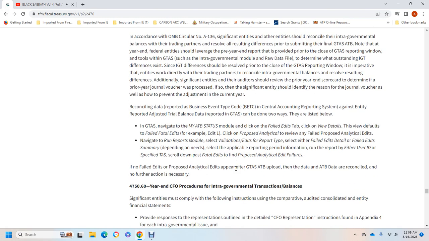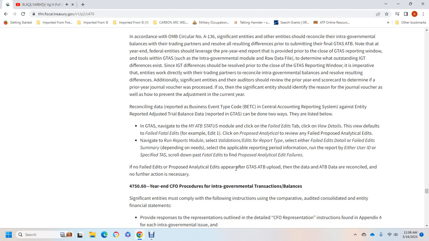In the Government-wide Treasury Account Symbol system, navigate to the My Adjusted Trial Balance status module. Click on the Fails Edit tab. Click on the View tab. Click on Fatal Edits. Click on Proposed Analytical to review the failed proposed and analytical edits.